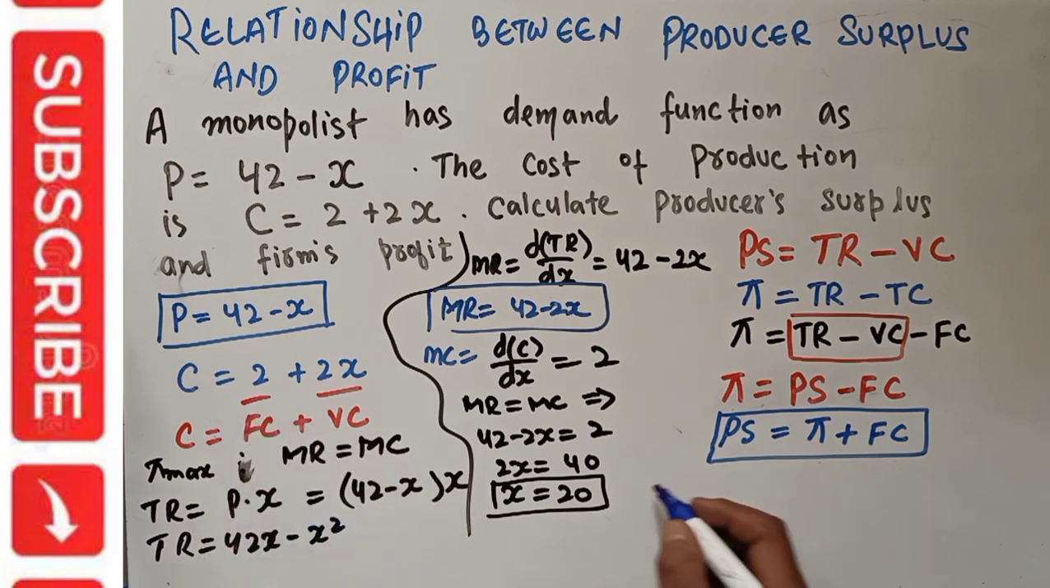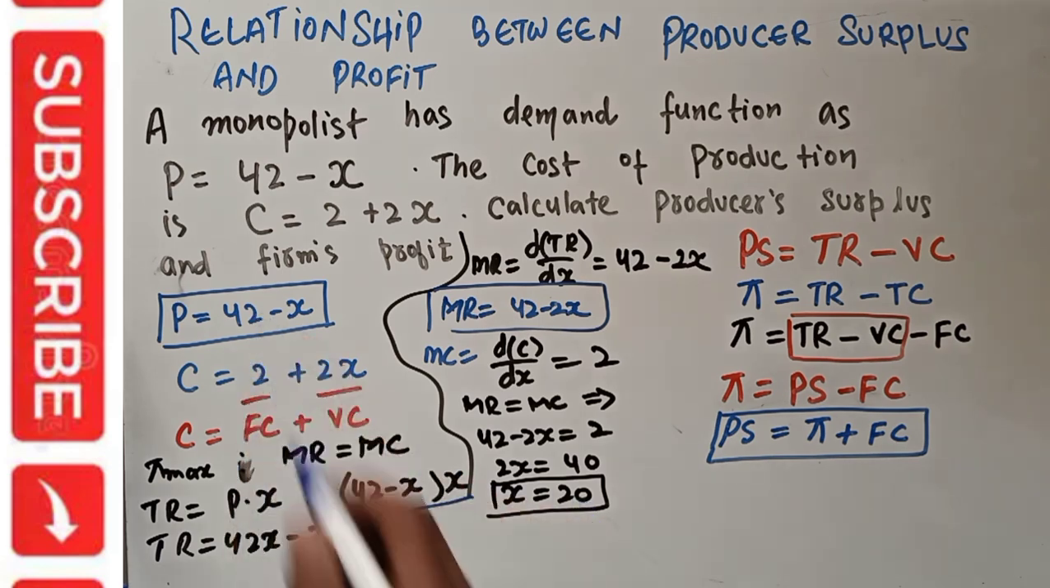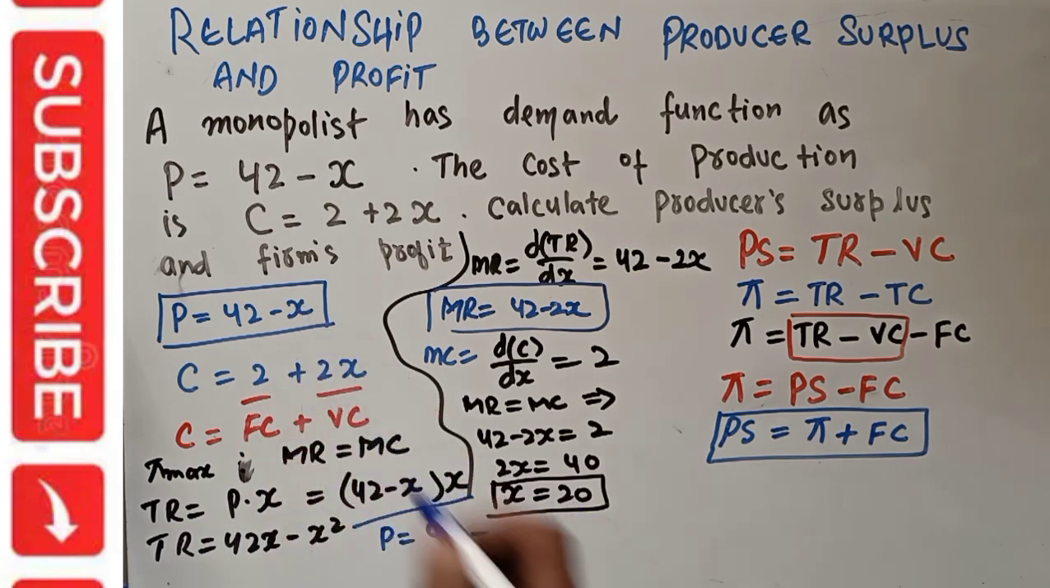To find the corresponding profit maximizing price, simply plug X equal to 20 in this function. P will be equal to 42 minus 20, so it will be equal to 22. Okay, we got the profit maximizing output and profit maximizing price.